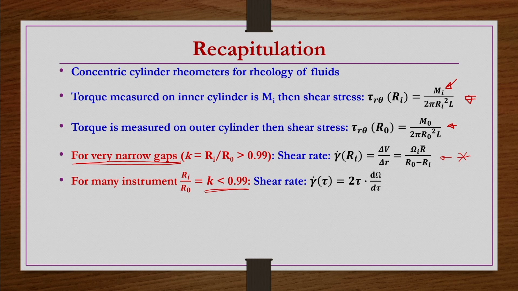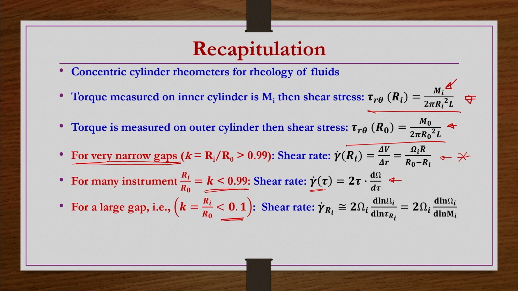When the gap is sufficiently large, the shear rate expression is gamma dot as a function of tau equals 2 tau d omega by d tau. Tau we have already obtained from either of these expressions. So tau is known, and the rotational velocity omega, at which the cylinder is rotating, we know experimentally. So you know all the quantities on the right hand side, and then you can find the shear rate on the left hand side. It is a generalized one where K is less than 0.99.